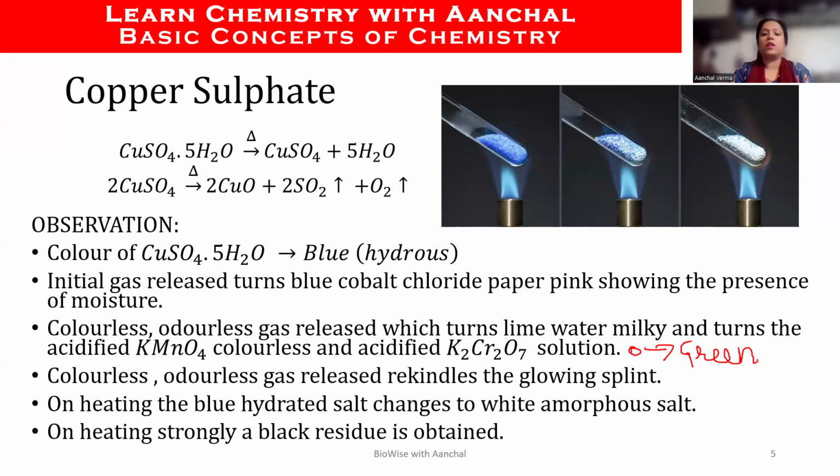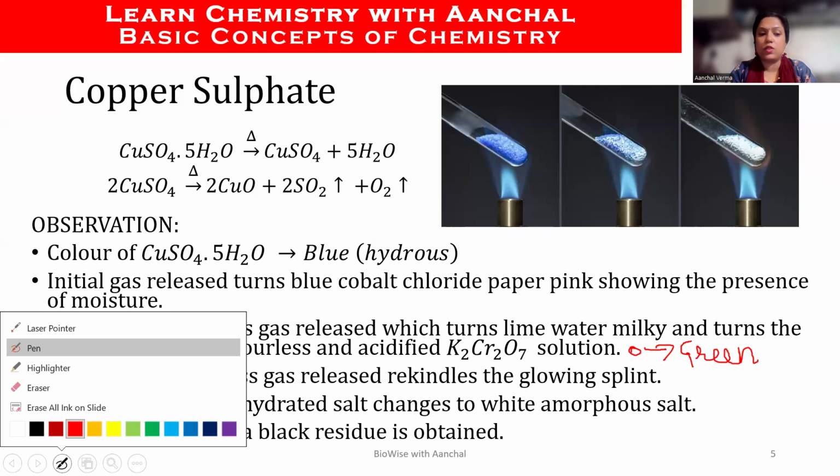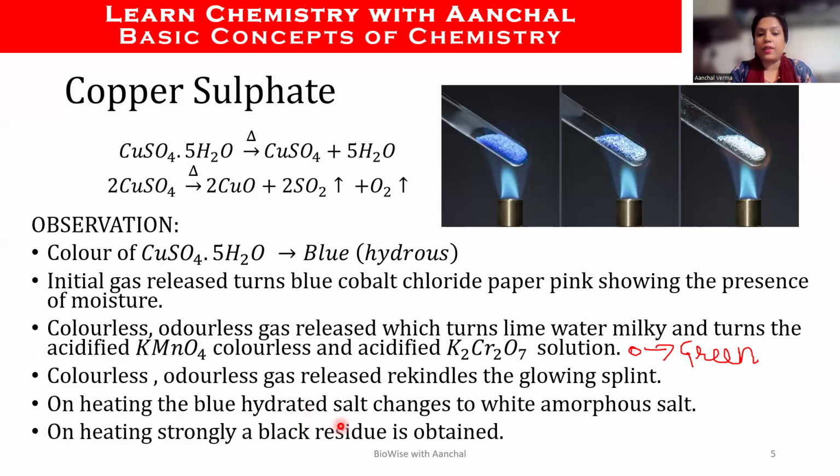Now, a colorless, odorless gas is released which rekindles the glowing splint. When you have a glowing splinter, it rekindles into flame. Rekindles means it bursts into flame, showing that there is one more gas, which is oxygen. On heating blue hydrated salt, it changes into white amorphous salt, and on heating strongly, a black residue, as I've already explained. Any doubt, put it in the comment section.